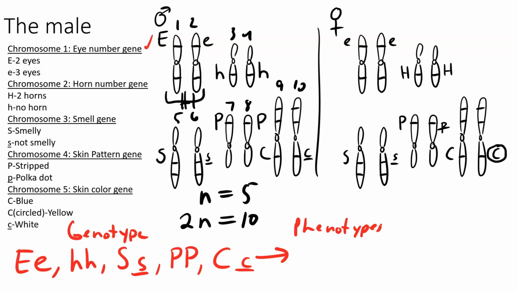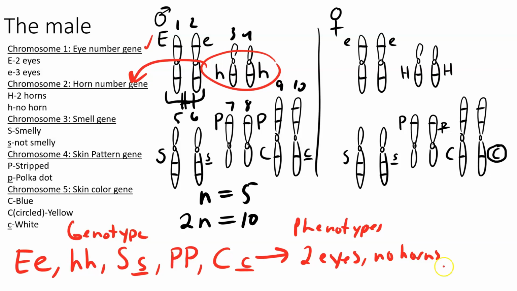Because it's heterozygous, it's going to have 2 eyes. Because it's homozygous recessive for the horn number gene, it'll have no horns. Keep in mind, I'm just taking what I see over here as a genotype and going to the specific gene for it and looking at what the alleles create phenotypically. Okay, it'll be smelly because it's heterozygous for the smell gene. Again, that's because if you have one dominant S, which this one does, it'll have that phenotype of smell.